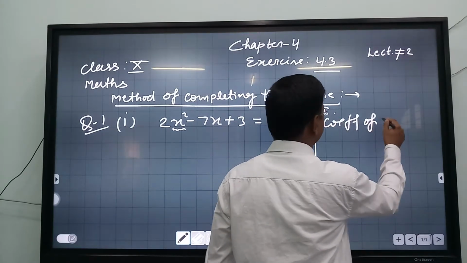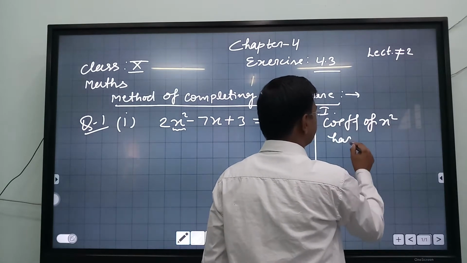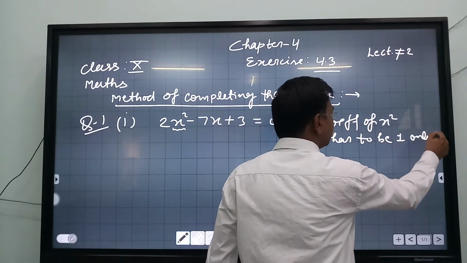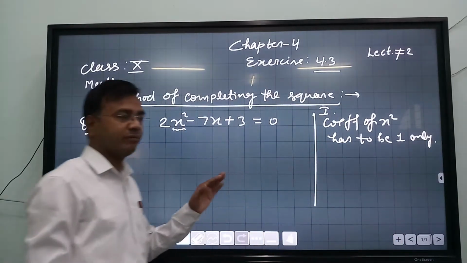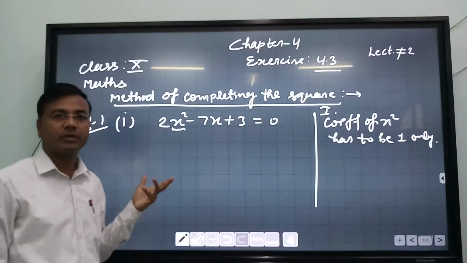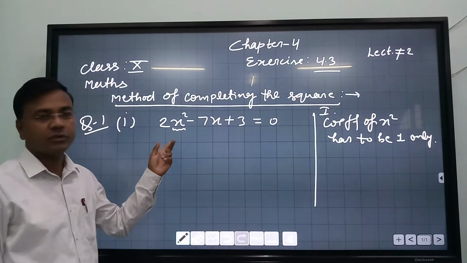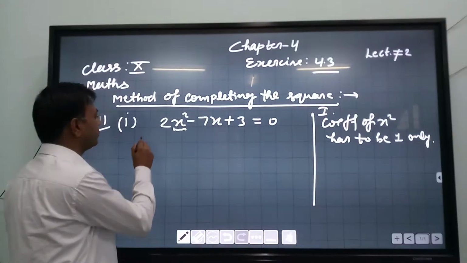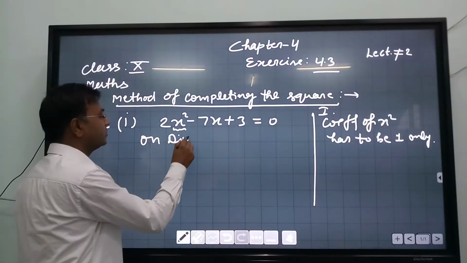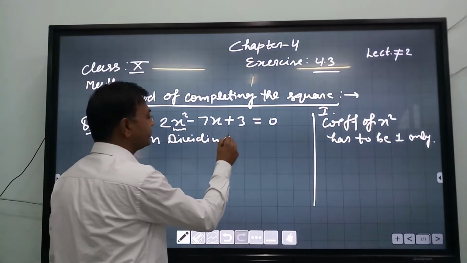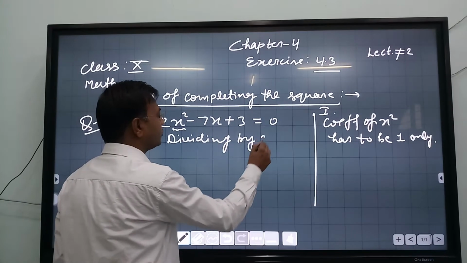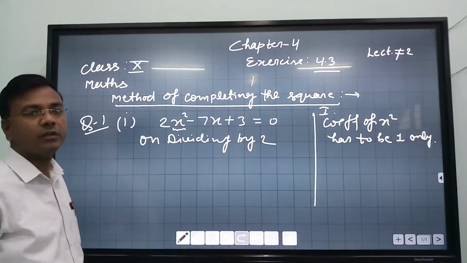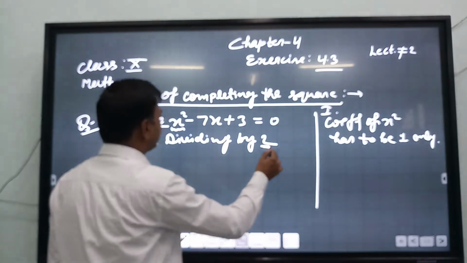So this is the very first step: the coefficient of x square has to be 1 only. If there is already 1, then there is no problem. If it is not 1, we have to make it 1. How can we make it 1? We have to divide throughout by 2, because here is 2 and we want 1, so we divide this equation by the number 2 only to get 1 here.